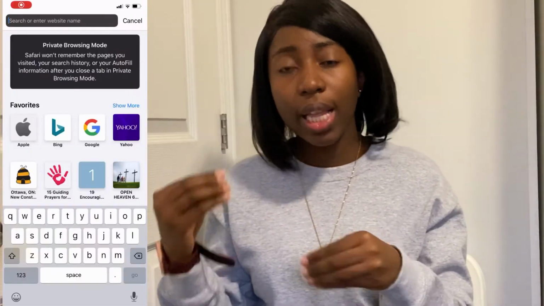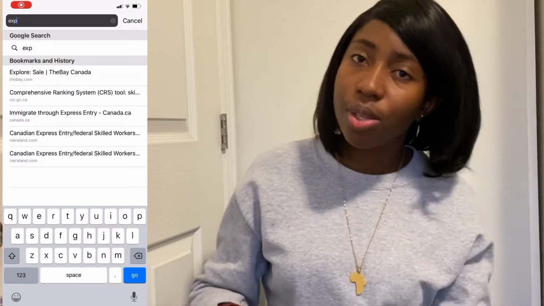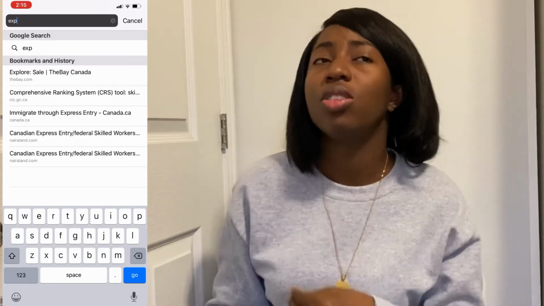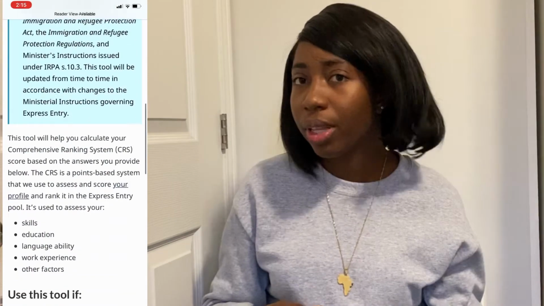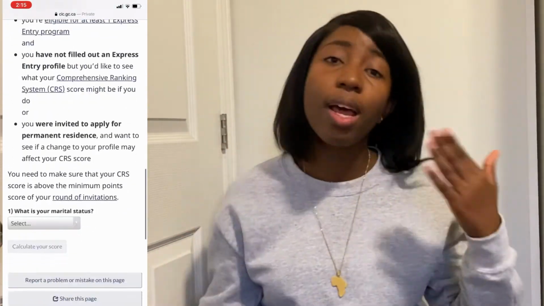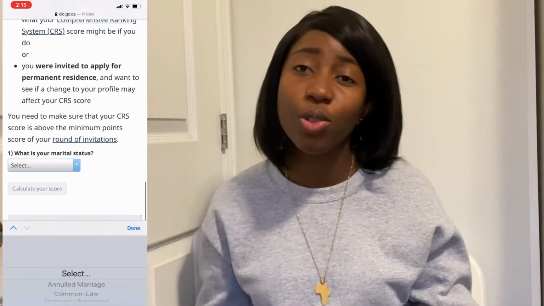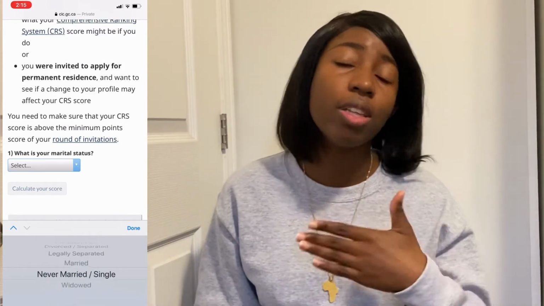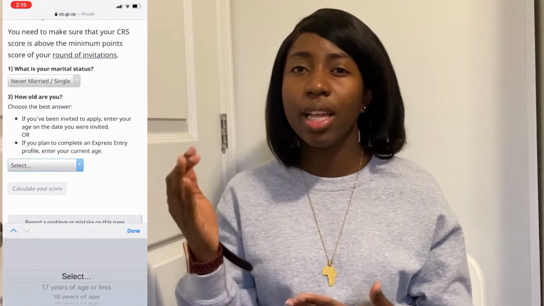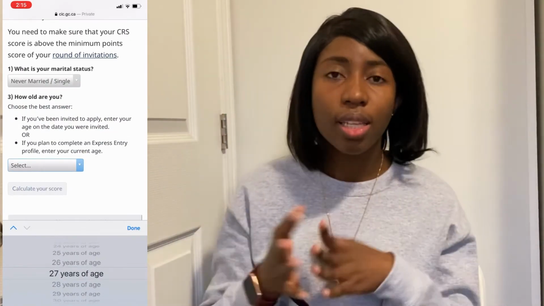So when you determine your eligibility and your CRS score, it is very easy. The first question is usually like, how old are you? Are you single or married? If you're married, will your partner be coming with you to Canada? Does your partner already have a permanent residency status? And things like that. So it's a very easy test.